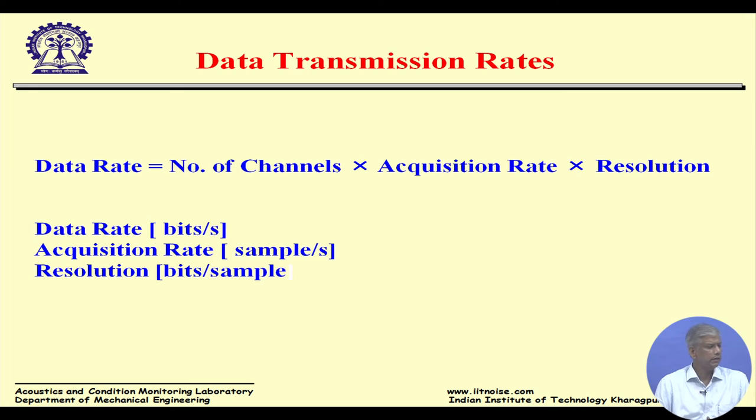The data rate is the number of channels times the acquisition rate and resolution. So that is the data transfer rate in bits per second, and how fast I'm converting the digital data. The acquisition rate is how many samples per second you require. If a phenomenon is occurring at 5 kilohertz, I at least need 10 kilohertz, and more is better. So you can go to the market and buy different data recorders depending on your needs.